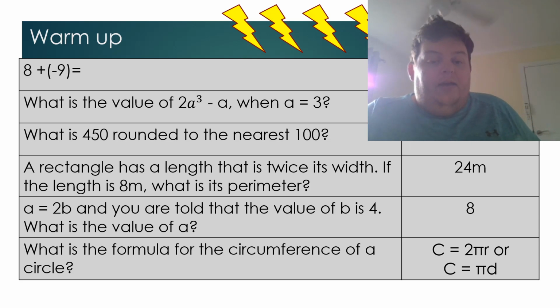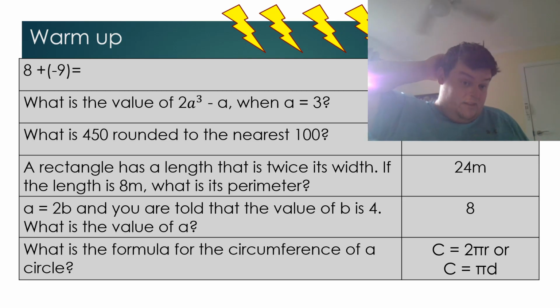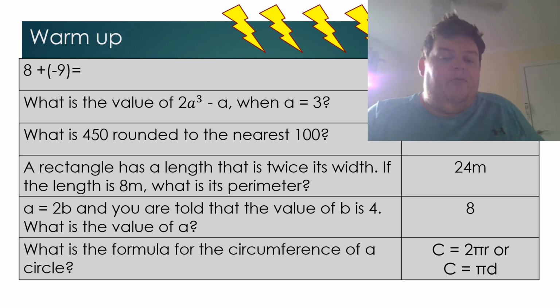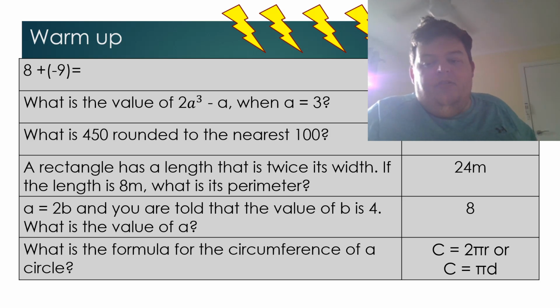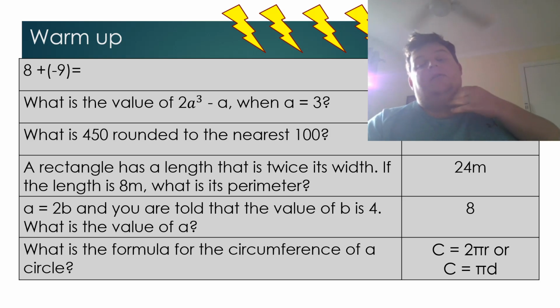Okay, a equals 2b. That's the question. You're being told that the value of b is 4. What is the value of a? Well, if a is 2 times whatever b is and b is 4, a has to be 8. And then what's the formula for circumference of a circle? It is 2 pi r, or it is pi times diameter.